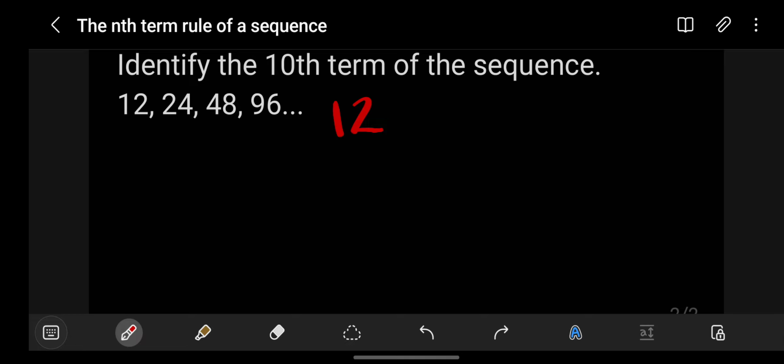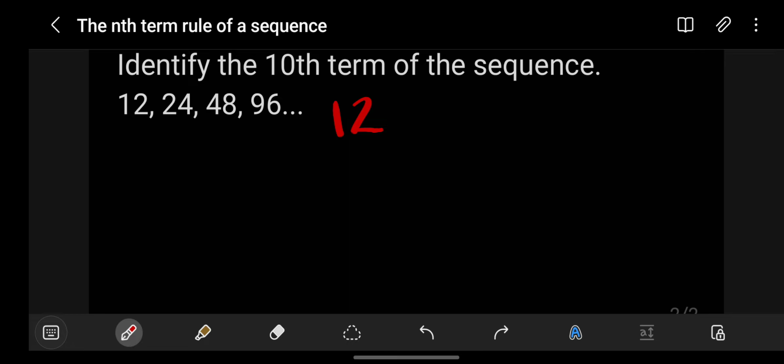Okay, so now we know the pattern already. It's multiplied by 2. So 12 times 2, it's 24. Times 2, it's 48. And then times 2, it's 96. So there is an increase, multiplied by 2. So therefore, class, the pattern is times.